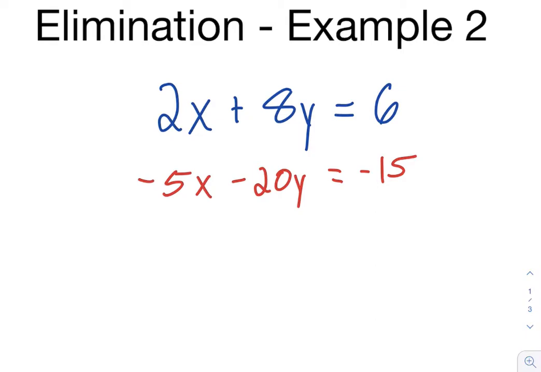I could multiply the top equation by 20 to give me 160y and the bottom equation by 8 to give me negative 160y, but that's unnecessary, and my numbers will be a lot bigger than they need to be. I need to find a number that is both a multiple of 8 and 20. And that number, the smallest one that I can think of, would be 40. If I multiply the top equation by 5, the 8y times 5 would give me 40. And the bottom equation by 2, the negative 20y times 2 would give me negative 40. So that's going to be what I do.